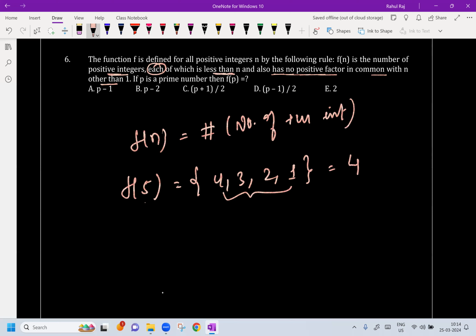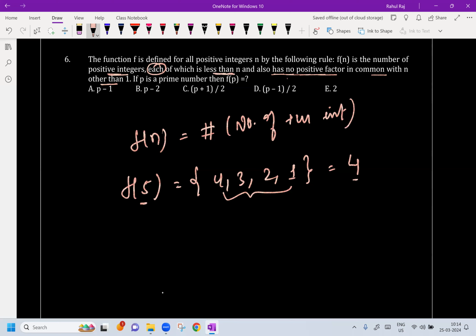Okay. Is this very clear, Alexa? They have defined very clearly that fn is the number of positive integers. So there are 4 numbers. I have written f5 is equal to 4. And how is this 4, 3, 2, 1? It is again based on the definition that each of these should be less than n, less than 5, because I've considered n is equal to 5, and also has no positive factor in common with 5 other than 1. So 4, 3, 2, 1.